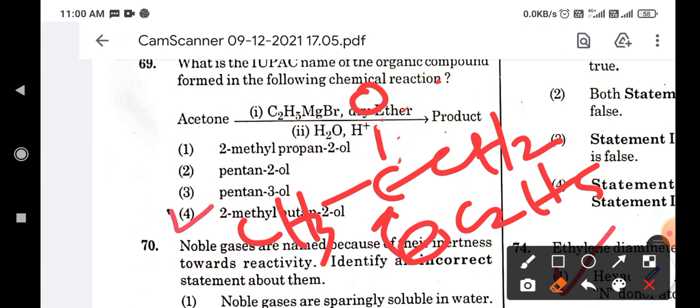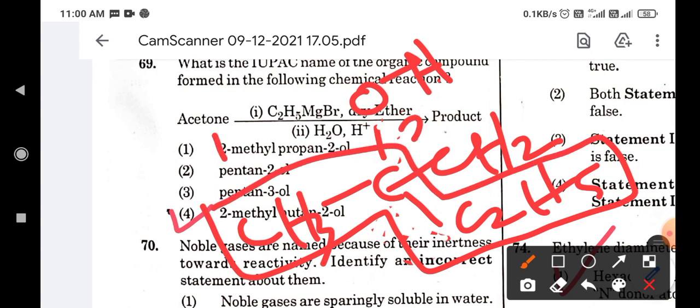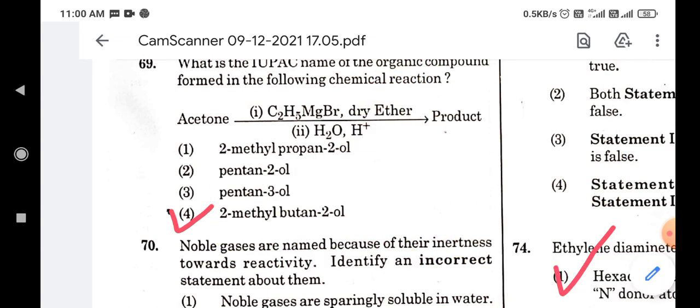There will be the alcohol formation, and it will add in that place, right? It will add in that place. So we have the long chain carbon atom, that will be this one now. It will consist of 4 carbon atoms, and if we number 1, 2, 3 and 4, then we'll have the CH3 group at the 2 and the OH at the 2 position. So the name will be 2-methylbutan-2-ol.